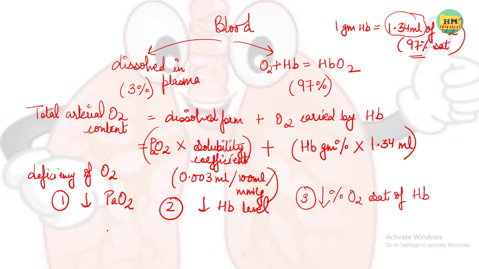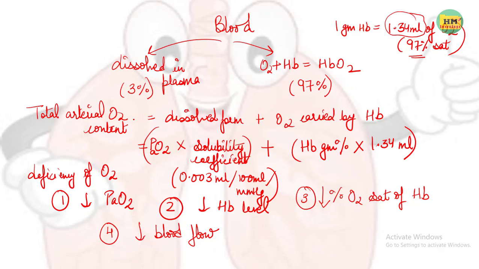And the fourth thing is decrease in the blood flow. If the blood flow is decreased, what will happen? There is no blood to carry the oxygen, there is no plasma to carry the dissolved oxygen, there is no hemoglobin to carry the oxyhemoglobin. So there will definitely be deficiency of the oxygen at the tissue level. So now you understand the basics of oxygen transport by the blood.